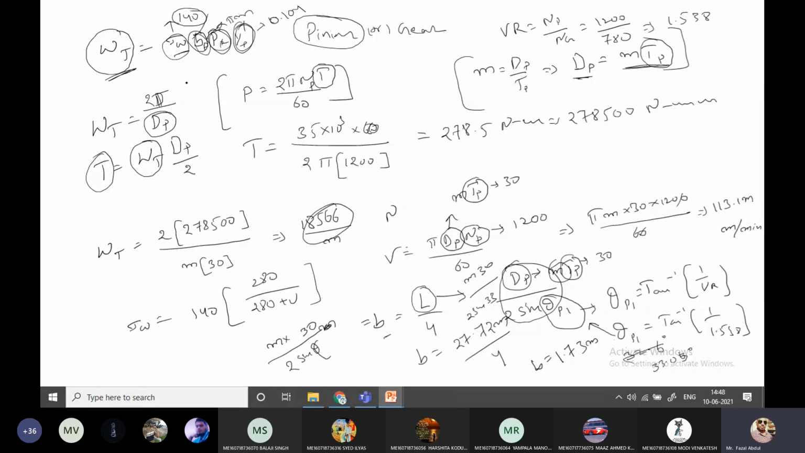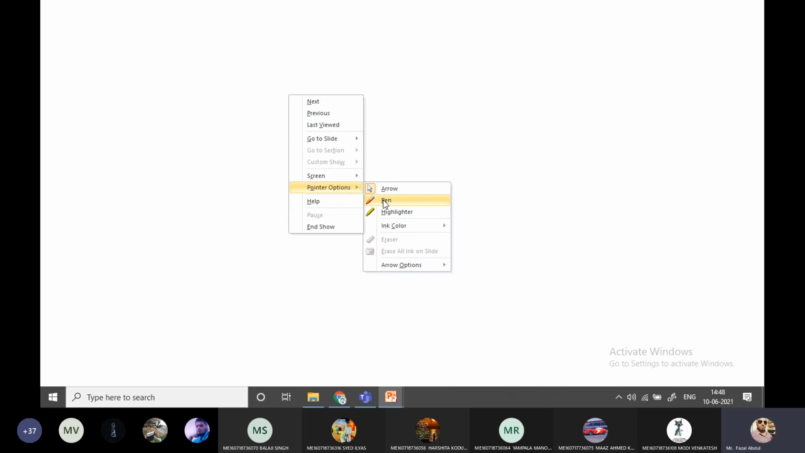See here, first I wrote the given data. Then the main equation, the equation to be used to get the answer, I wrote. After that, from that equation, the parameters required, I calculated one by one. After getting the answers of all parameters, now I am substituting in the first equation. Okay, don't get confused, I am substituting all the values.